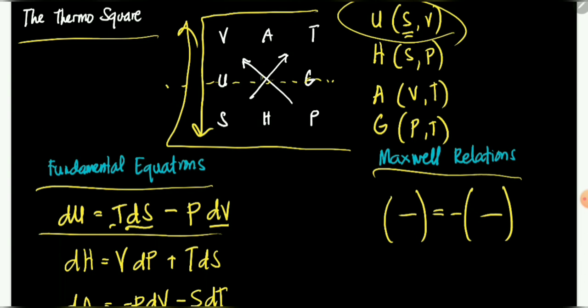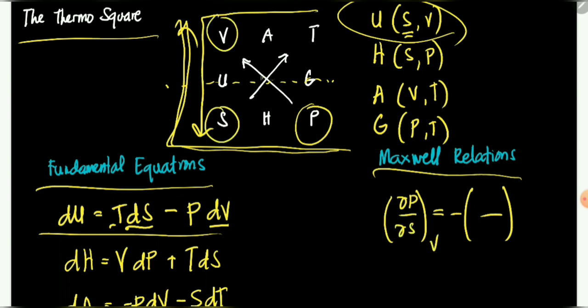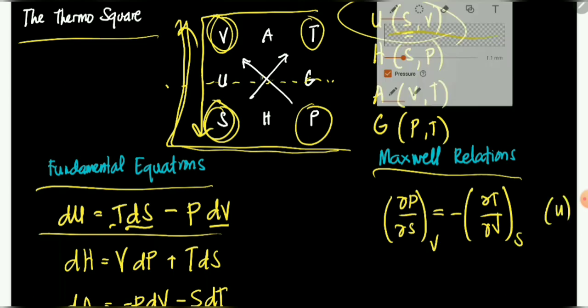Okay? So, ngayon, what are the involved variables? So, susundan lang natin yung mga arrows. So, dun sa pataas na arrow, we have partial of P with respect to S at constant V. Okay? So, dun naman sa pababa na arrow, partial of T with respect to V at constant S. Okay? So, ito na yung Maxwell relation for U. So, paano naman yung Maxwell relation for H?